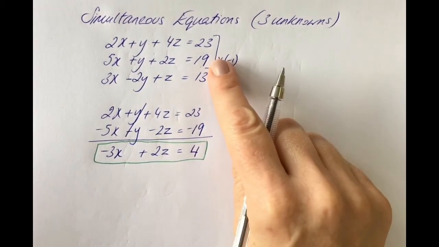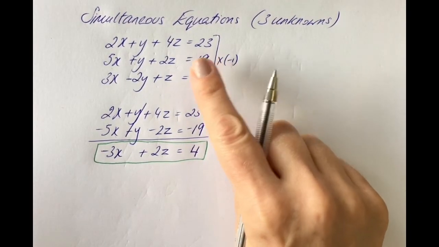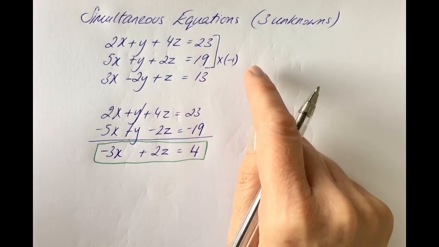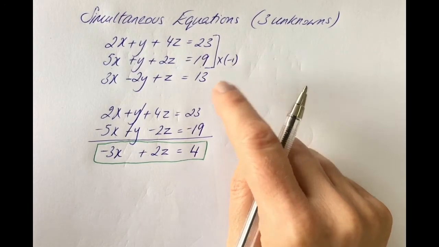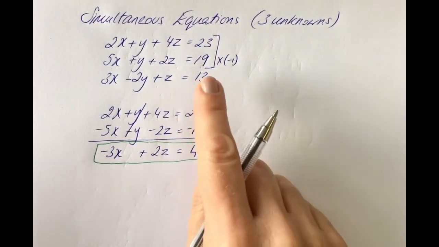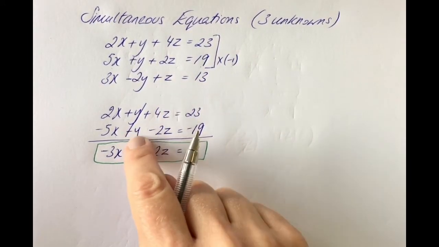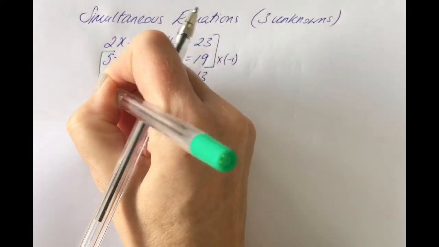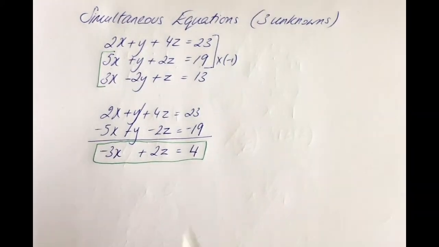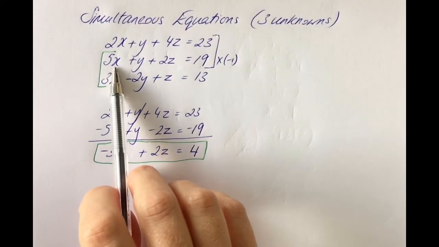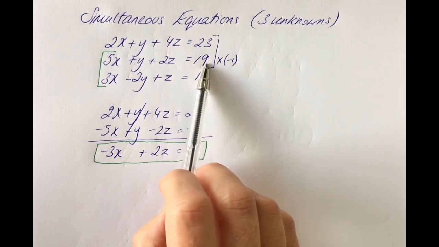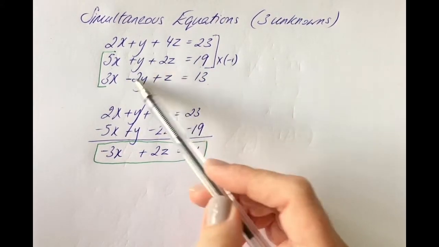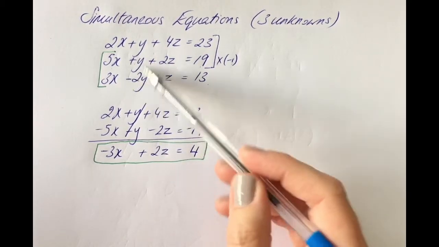We're going to go back up here now, and we're going to take another set of two equations. It doesn't matter which two you take, just as long as it's not the same two, but we're going to look to eliminate the same variable. So I'm going to take these two next, okay? So I'm looking at 5x plus y plus 2z equals 19 and 3x minus 2y plus z equals 13. I have to eliminate the same thing, so I'm looking to eliminate the y's.